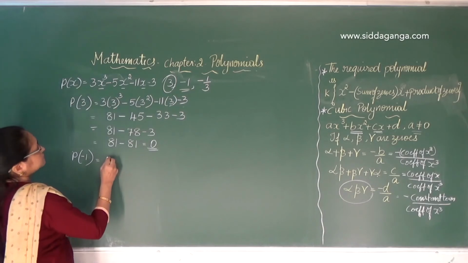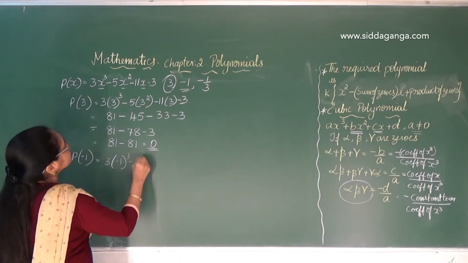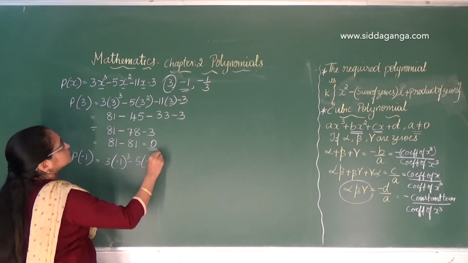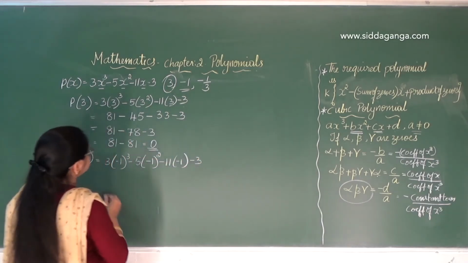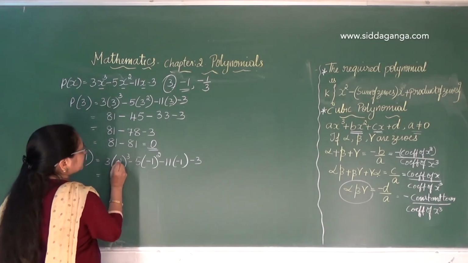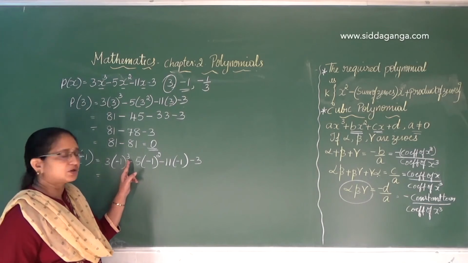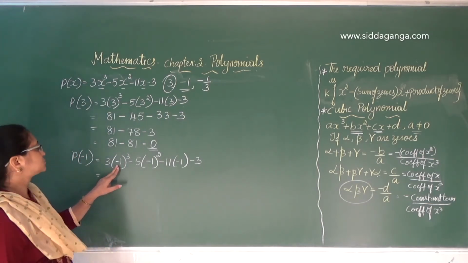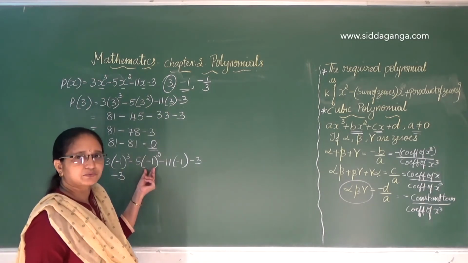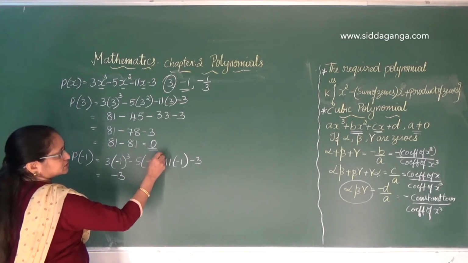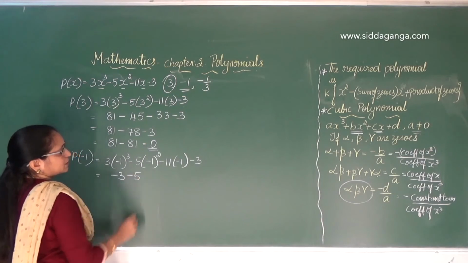Again, same procedure, 3 into minus 1 whole cube minus 5 into minus 1 whole square minus 11 into minus 1 minus 3. Now, here we should be careful with minus sign. Since it is power of odd number, you all know it will be minus only. So, minus 1. So, this will be minus 3. Now, this is 1 into 1, 1 again, since it is an even number. So, 1 minus 5. I hope it is clear.